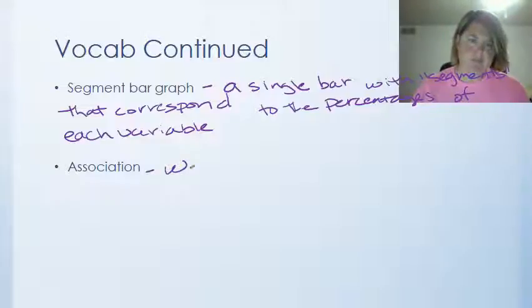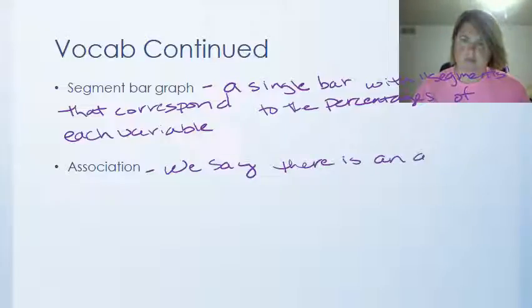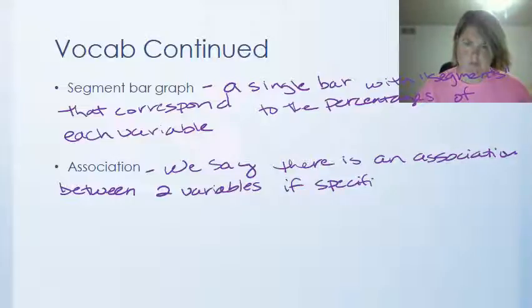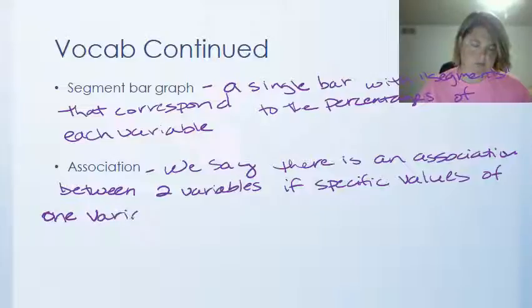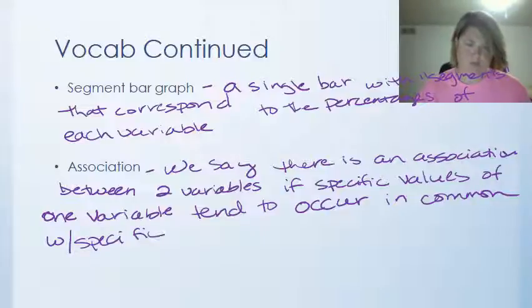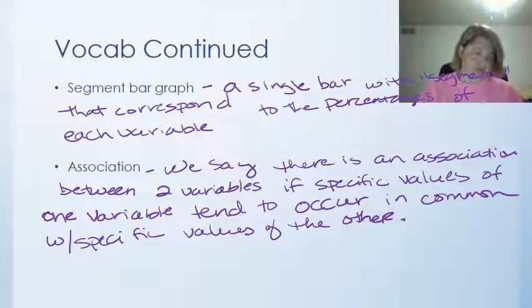And then association, we say there is an association between two variables if specific values of one variable tend to occur in common with specific values of the other. All right, and that's it for our terms.